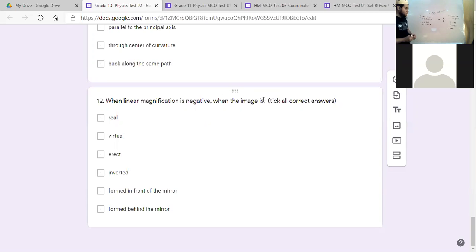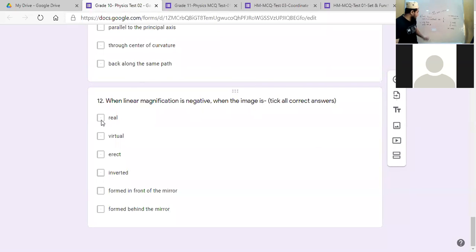Okay, so if L prime has to be negative, when it is inverted, whenever the image is inverted, it is real. Whenever it is inverted, it is real also. And real images are in front of the mirror, not behind. Okay, so let us see.